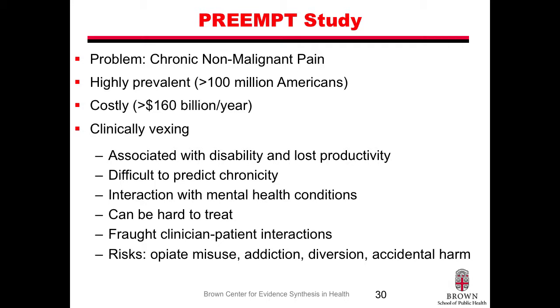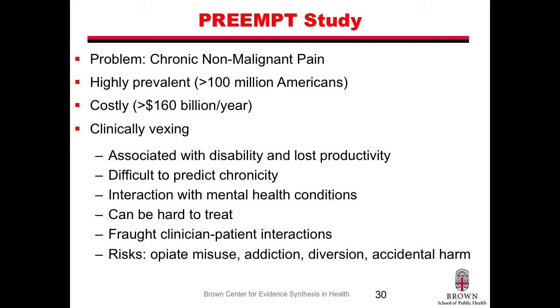The study I wanted to talk most about is the one that I've been working on for the last 4 years called Preempt. This is the one on chronic pain. We're actually at a stage now where all the patients have completed their treatments and we're getting to the analytic phase. So chronic pain is obviously a big problem in this country. It costs a lot of money. A lot of people have it. It's got a lot of consequences, and it's very hard to treat.